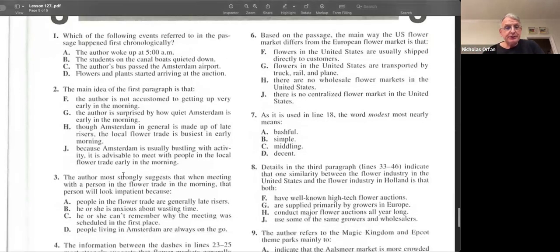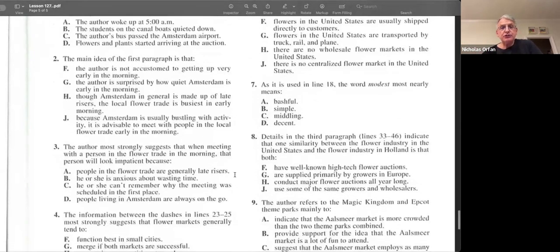Okay. 3, the author most strongly suggests that when meeting with a person in the flower trade in the morning, that person will look impatient, just like that, because the day is half over, right? They're like, okay, what took you so long? People in the flower trade are generally late risers. That's wrong. He or she's anxious about wasting time. Yes. He or she can't remember why the meeting was scheduled. People living in Amsterdam are always on the go.